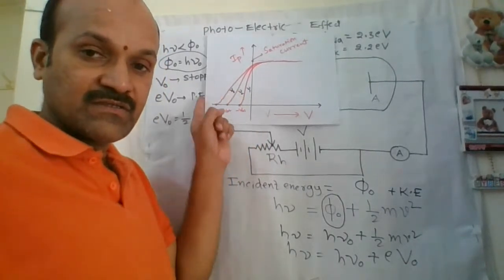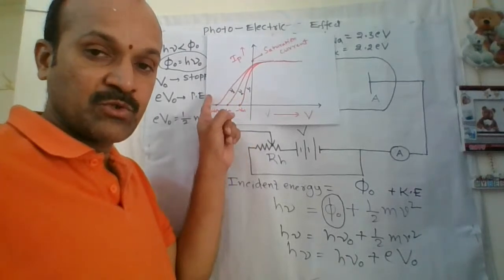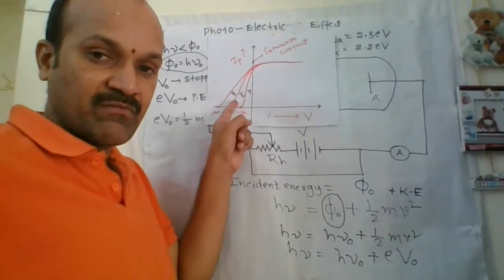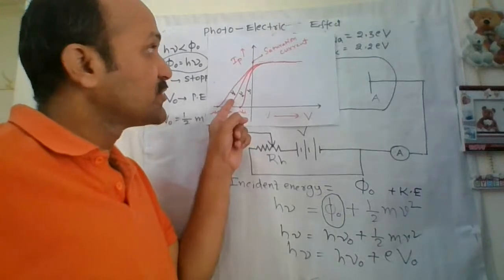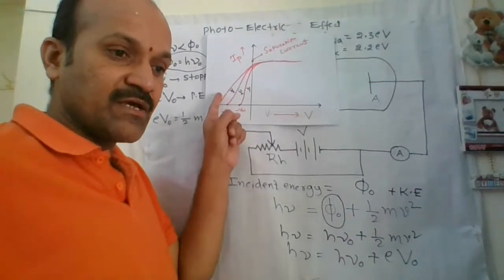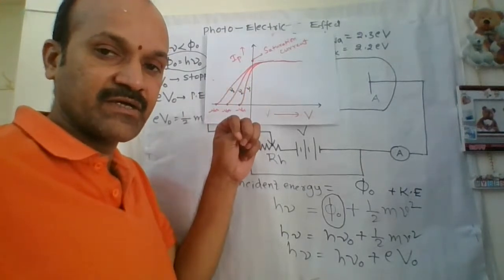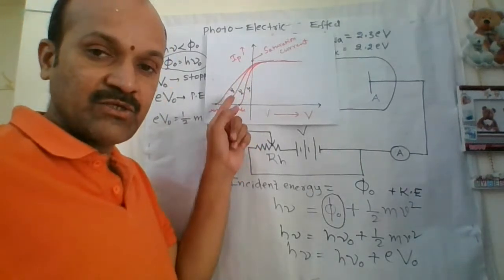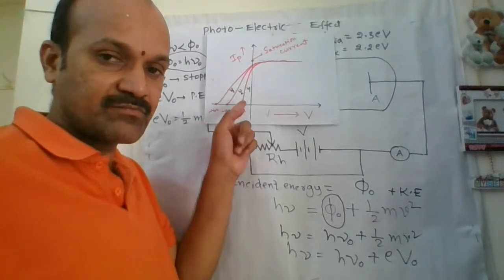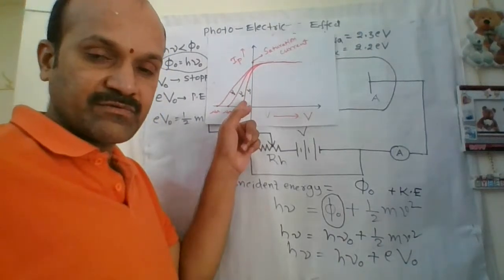three curves are there in this case. Nu1, nu2, nu3. Nu1 is one frequency. Nu2 is another frequency. Nu3 is another frequency of light. Three frequencies we are taking. Nu1 greater than nu2 greater than nu3. Right.